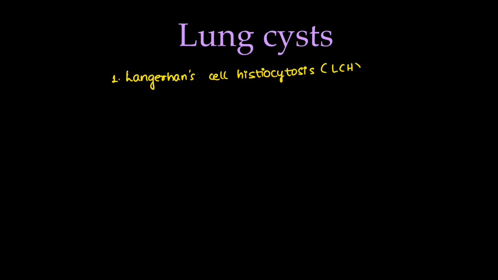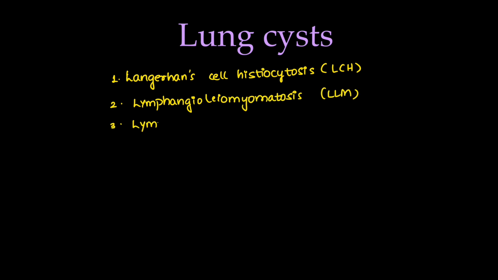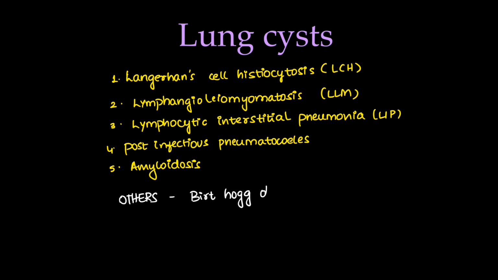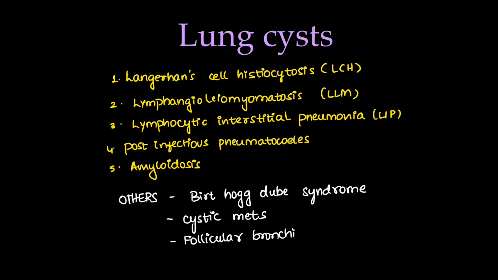We will discuss only the major types. First is Langerhans cell histiocytosis or LCH. Next is lymphangioleiomyomatosis or LAM. The third important one is lymphocytic interstitial pneumonia. These three you have to know for exams. Other ones are post-infectious pneumatoceles, amyloidosis, Birt-Hogg-Dube syndrome, cystic metastasis and follicular bronchiolitis. We'll discuss a few of them in detail.